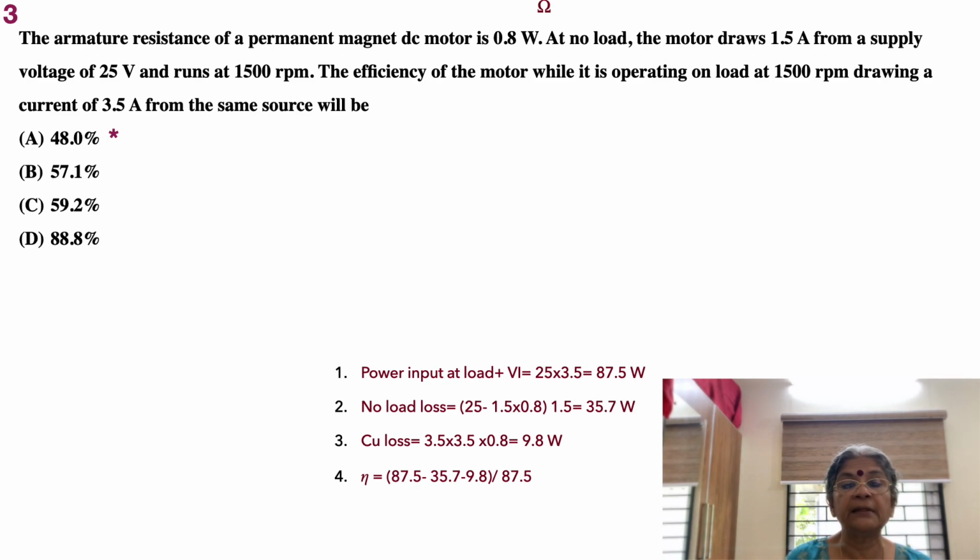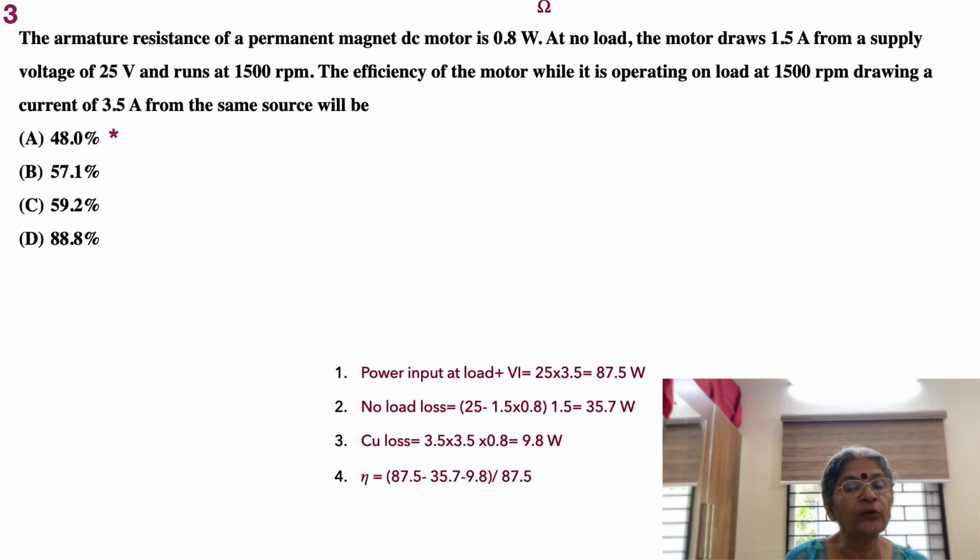Okay, so the speed is the same, drawing a current of 3.5 amps. Current has changed from 1.5 amp to 3.5. Of course it's not a no load condition, and then efficiency is asked. So there's a no load loss, and then there is also what is called as a general output. Let's see the power input at load. What is being input happens to be VI, which is equal to 25 into 3.5. It's a DC motor, so it's being given 25 volt and it's drawing 3.5 amps. So 25 times 3.5 happens to be the input to the motor, the electrical input.